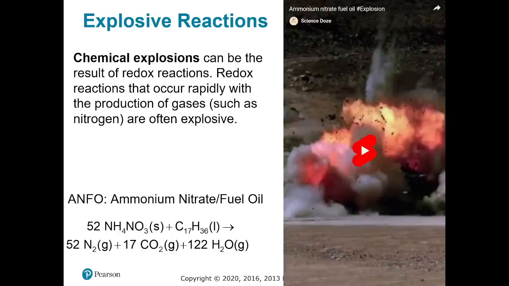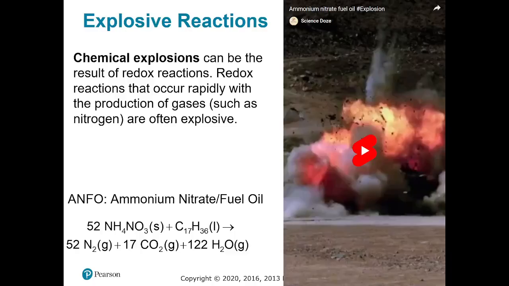Let's talk a bit about explosive reactions. Many of the reactions that you think of as, oh wow, that's an explosion, are actually chemical explosions that are the result of redox reactions. The redox reactions that occur rapidly with the production of gases, usually nitrogen is one of the more common examples, are oftentimes explosive. The reason they're explosive is that they actually distribute the fuel themselves. When they produce the gas, they'll push outwards because the gas will expand. They'll then move the next fuel outwards to trigger a reaction, and they'll keep doing that over and over really, really fast.